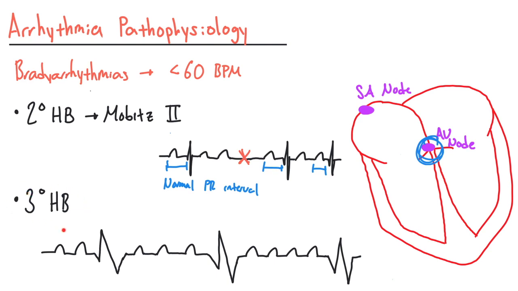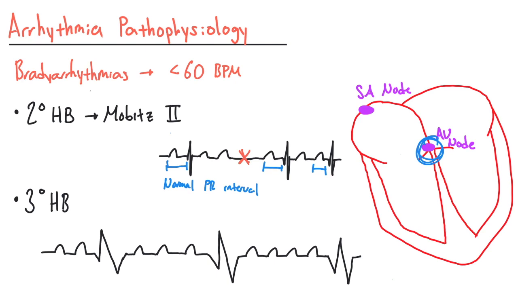Finally, we have our third-degree heart block, and here we're going to see some very, very weird things. The first thing that you'll probably notice is there are completely random amounts of P waves between the different QRS complexes. In addition to that, we're seeing this really strange wide QRS, which we have not seen with any of the other types of heart blocks.